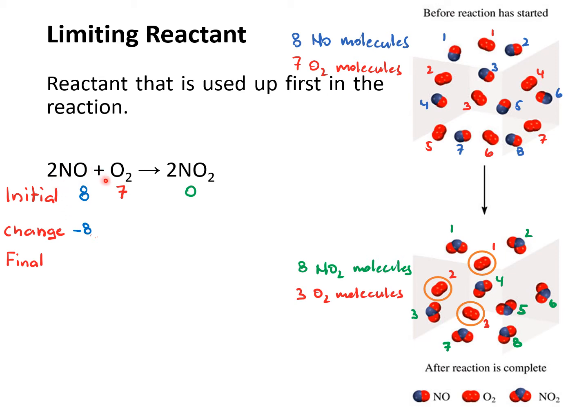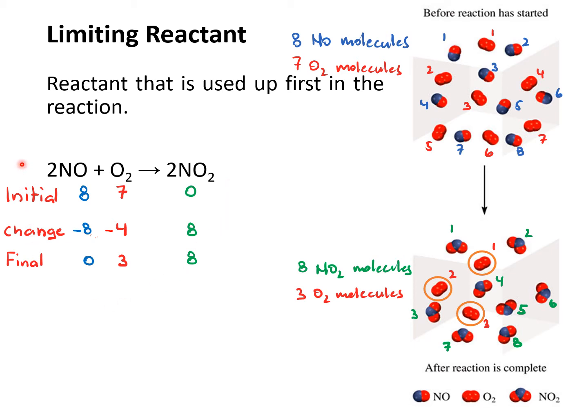And it will react with oxygen in a 2-to-1 ratio, so those 8 molecules of nitric oxide will react with 4 molecules of oxygen. And they will in turn produce 8 molecules of nitrogen dioxide. This is because NO produces NO2 in a 1-to-1 ratio, as we can see from the balanced chemical reaction. Finally, to determine the number of molecules present at the completion of the reaction, all we have to do is add the columns. So we can clearly see that at the end of the reaction, there are 0 molecules of NO remaining, there are 3 molecules of oxygen remaining, and 8 molecules of NO2 have been produced.